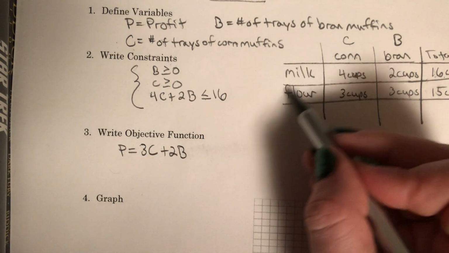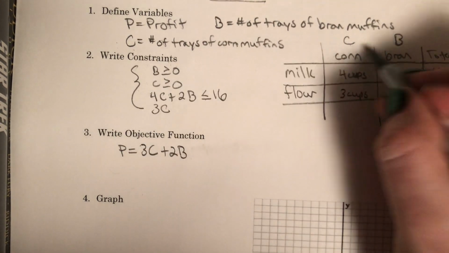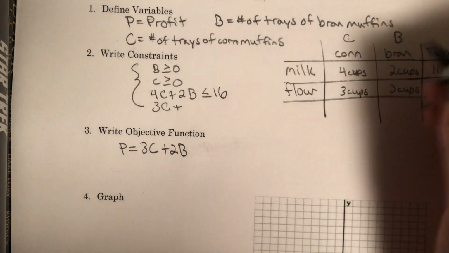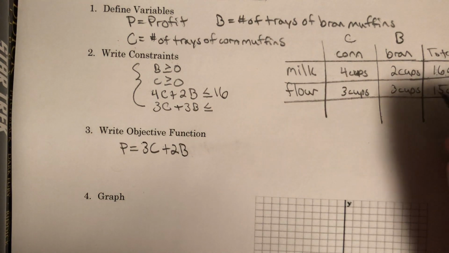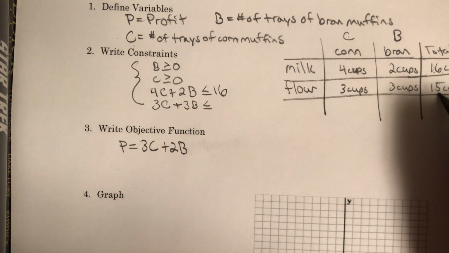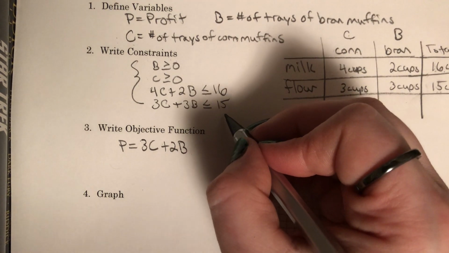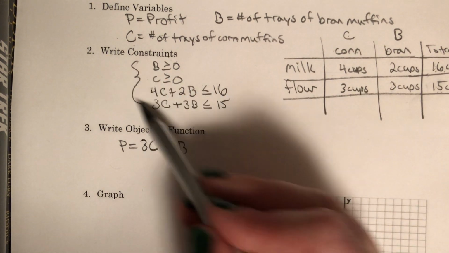And then my constraint for flour, I'm using 3 cups per tray of corn muffins, and I'm using 3 cups per tray of bran muffins, but the total amount that I use has to be less than or equal to the amount that I have available in the cabinet, which is 15 cups. You cannot use more flour than actually exists available for you to use. All right, so now we have our constraints written.